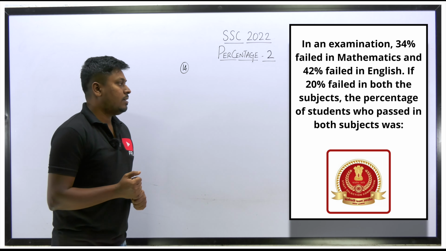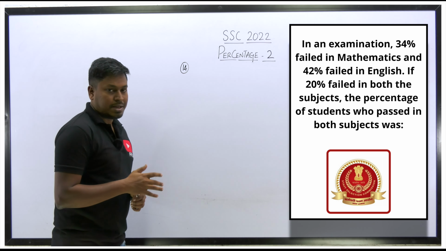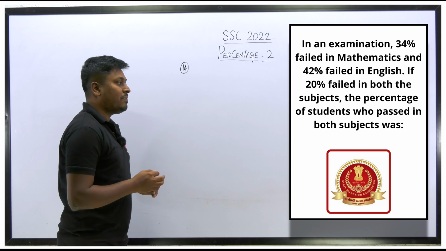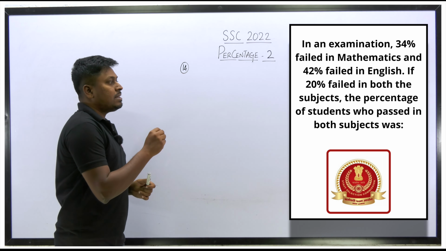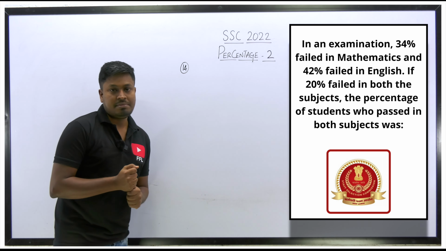Question number 14. So in an examination, 34% failed in mathematics and 42% failed in English. If 20% failed in both the subjects, then the percentage of students who passed in the subject is.